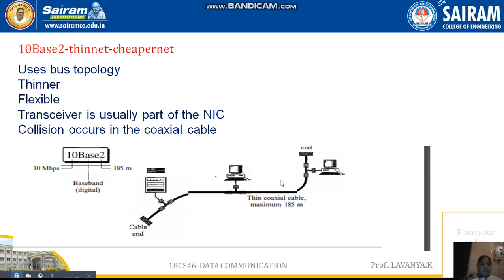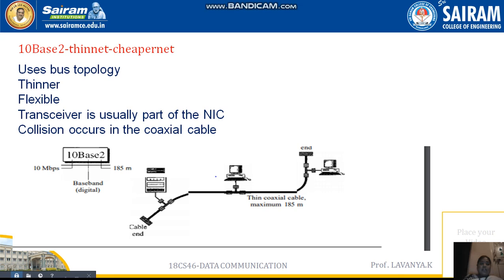In this case, the transceiver is normally part of the network interface card, which is installed inside the station. It is also more cost effective than 10Base5 Ethernet, because the thin coaxial cable is much less expensive, so collisions will occur more.